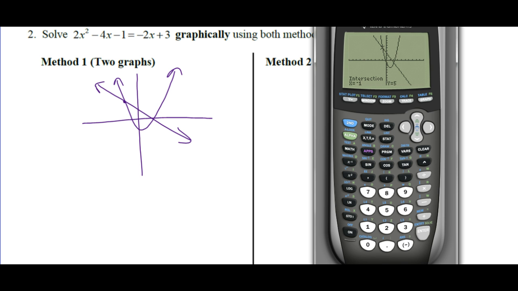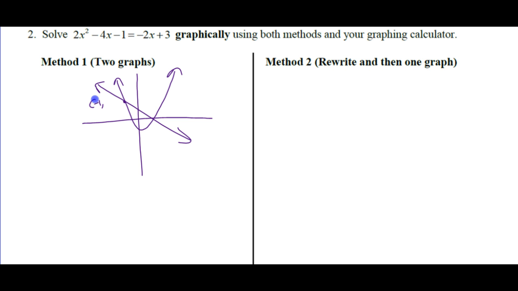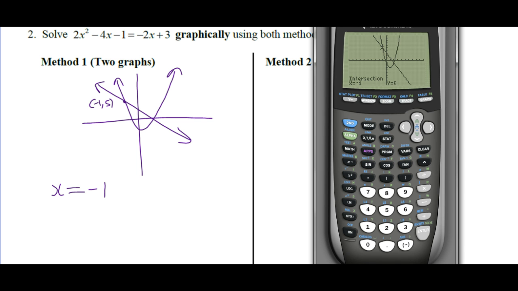Okay, so we got negative 1 and 5. Negative 1 comma 5. So we got x equals negative 1. Right, that's what we're interested in.